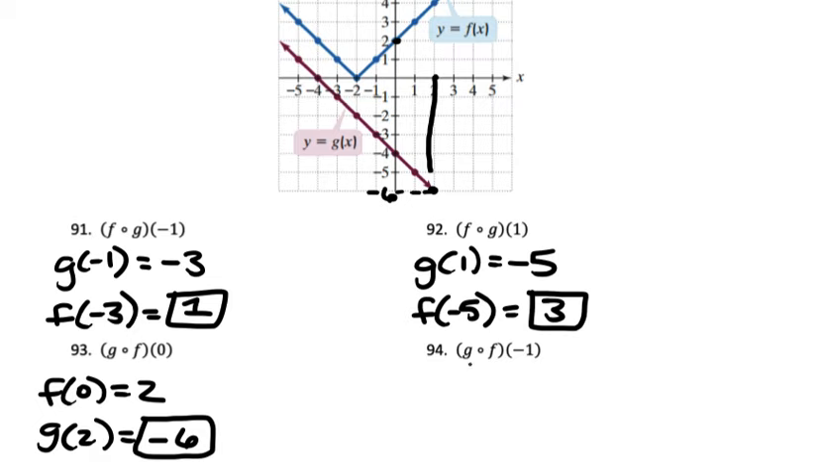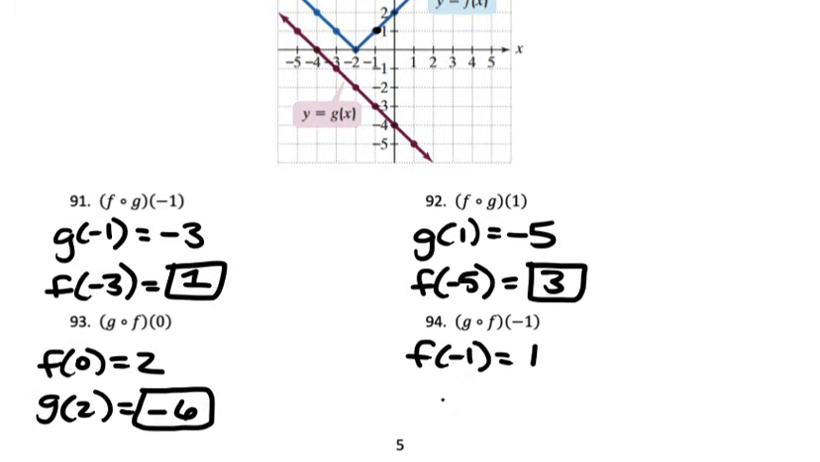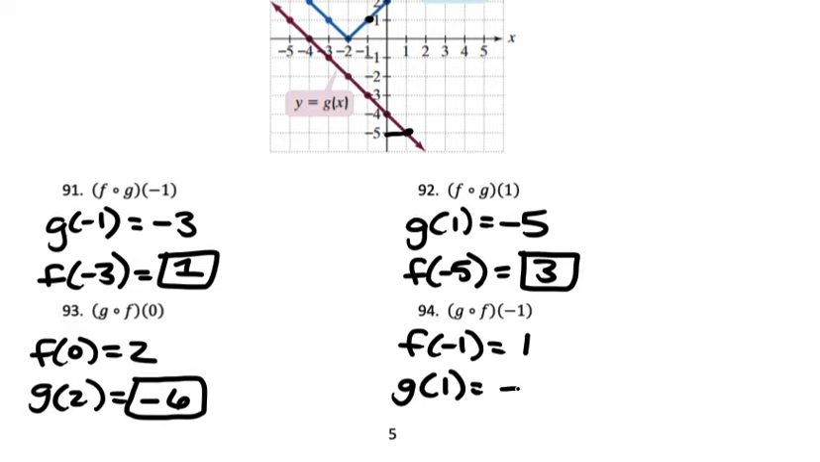And lastly, 94 is g of f of -1. So I need to start by finding f of -1. So -1 on the x-axis, f is up here. The function value, or the y-coordinate, is +1. So I plug that into g. And g of 1. So 1. Go down to g. The y-coordinate there is -5. So my answer would be -5.